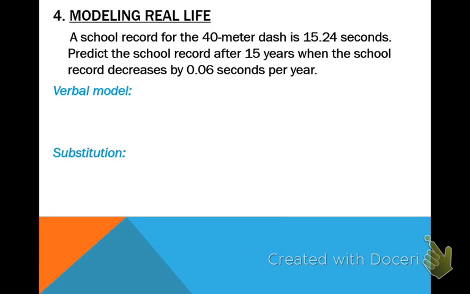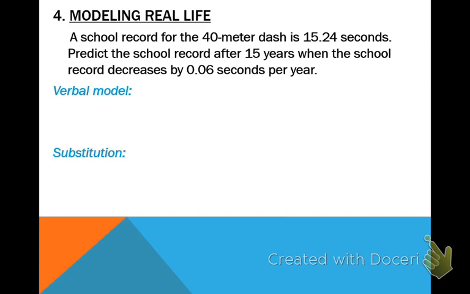We've got an athlete, he's running around really, really fast, but in 15 years, it says that the record is going to decrease. Does that mean if it decreases, did the time get faster or slower? Slower. It's going to get faster because the record is going to decrease, which means his running is actually going to be faster than 15.24 seconds.